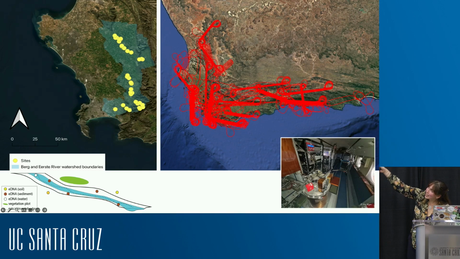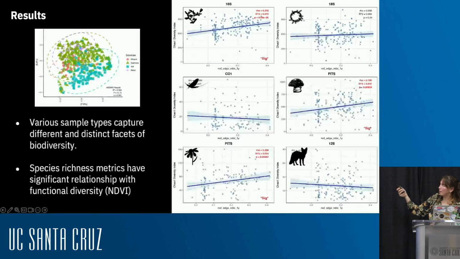Anyways, these are some of our sampling sites, and we sampled soil, we sampled sediment, and we sampled water, and then did those other surveys for invertebrates where we collected them and then stored them in ethanol, and we extracted DNA off the ethanol.